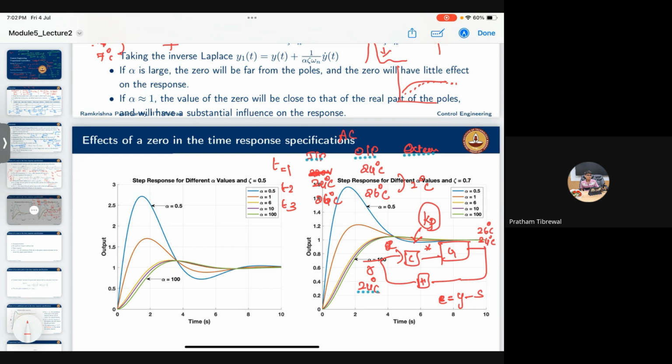KP will be proportional to the error. If the error is too much, if instead of 26 this becomes 30, the proportional gain will also be increased. KP will be proportional to your error. That is, the error value will increase, and the overall gain will be KP into E. So for 30 degrees Celsius, it would be 1 by 6. It will increase accordingly.